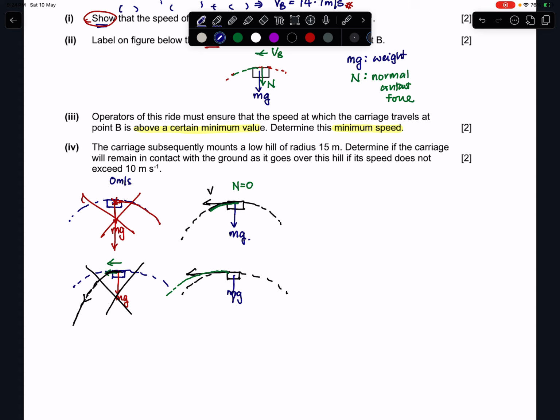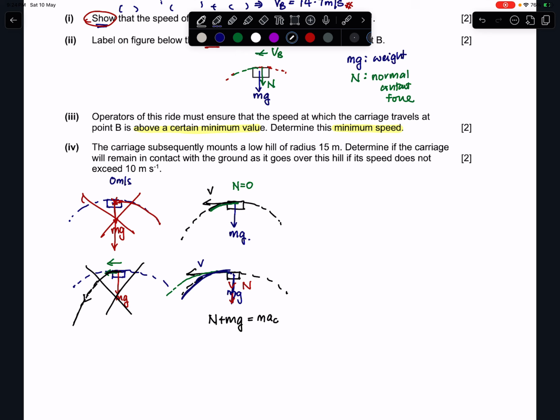But because the speed is very high and the track is there, during this moment in time the track will also exert a force acting on it, and you will have both the normal contact force and mg to force the carriage back into circular motion. So in reality, if there's a normal contact force, N plus mg is going to provide the centripetal acceleration to keep the carriage in circular motion around the track, and that is equal to m a_c.